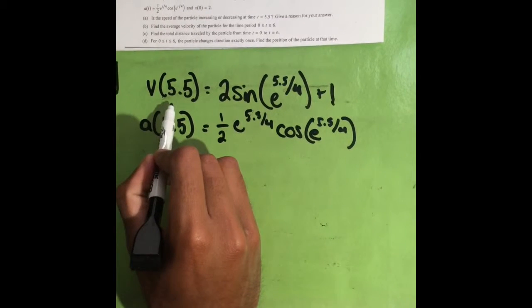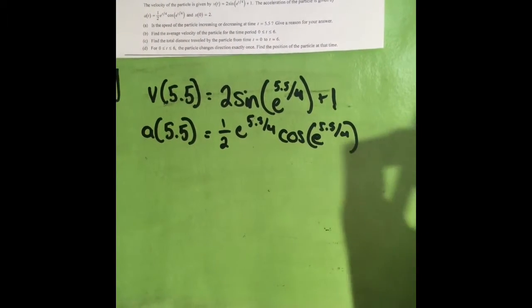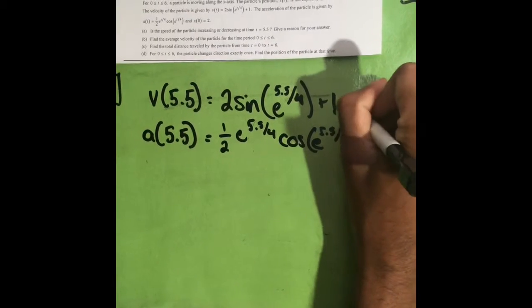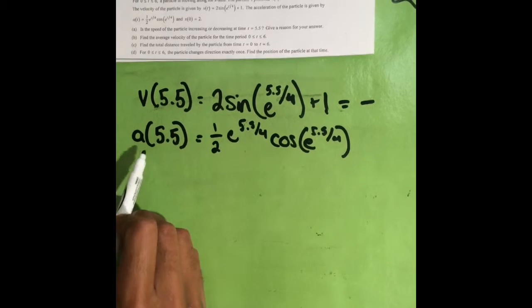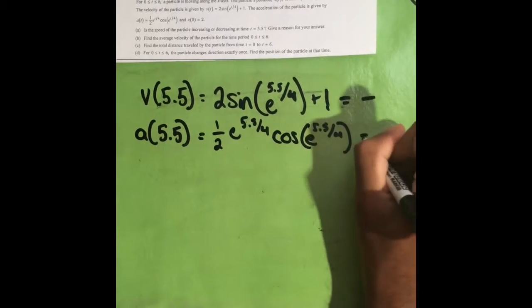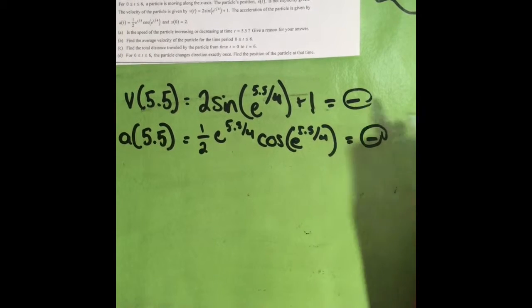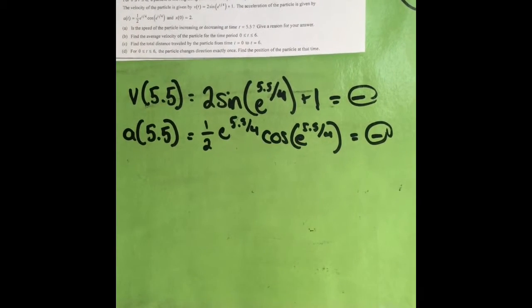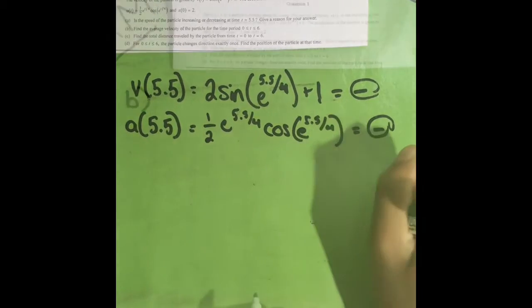When we plug in 5.5 to the equation, v of t equals 2 sine of e to the t over 4, plus 1, we get a negative sign. When we do the same thing with the equation we got for a, plugging in 5.5, you also get a negative sign. Being that they both have the same sign, the particle's speed will be increasing at time t equals 5.5.